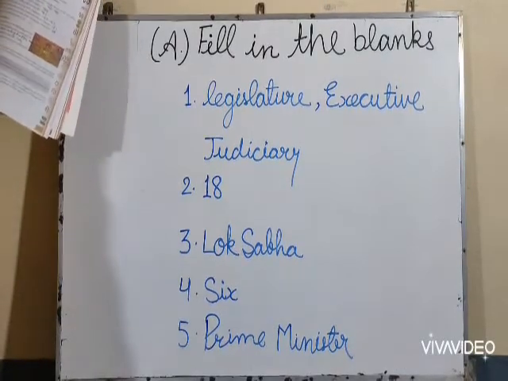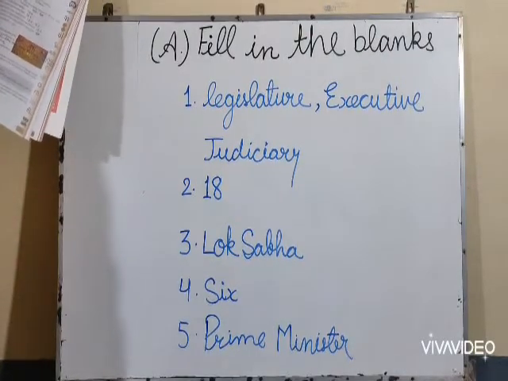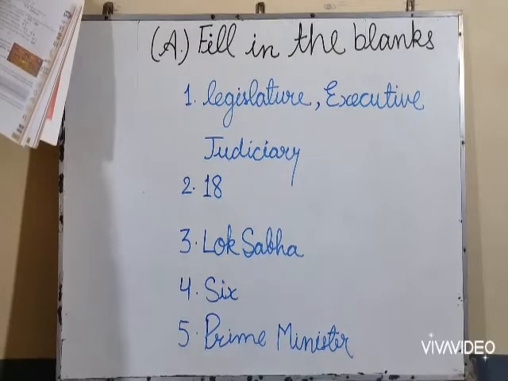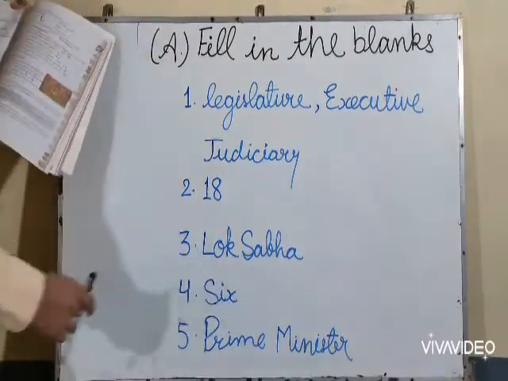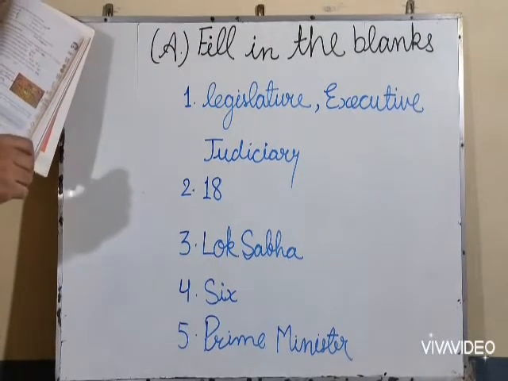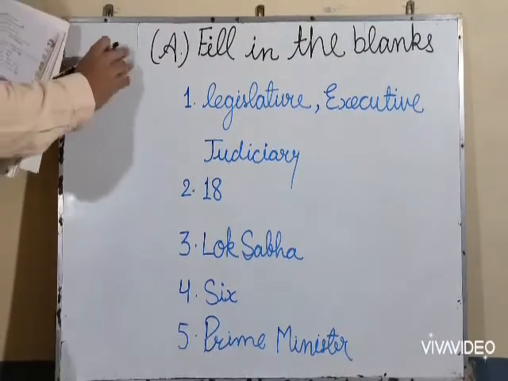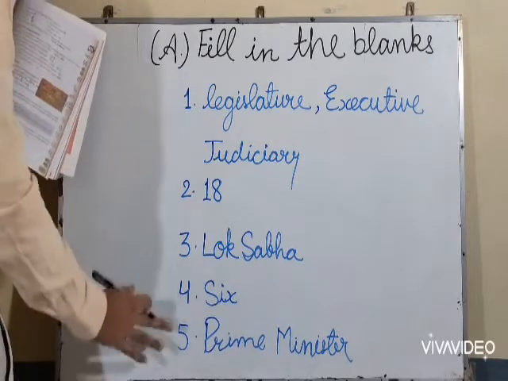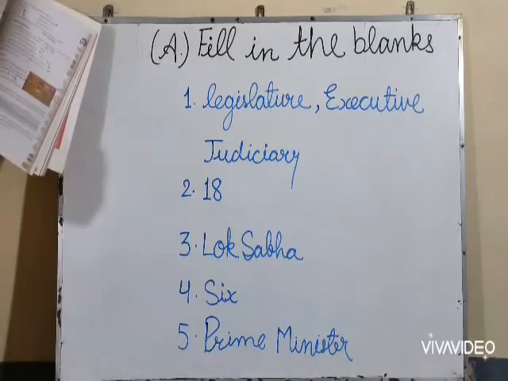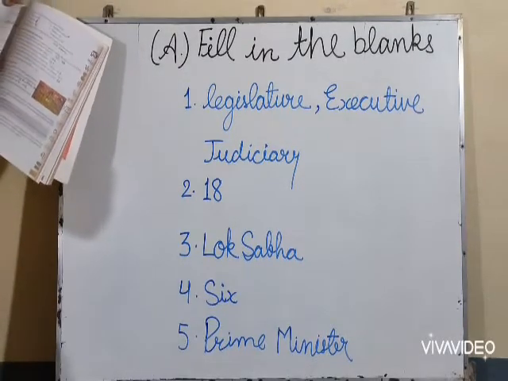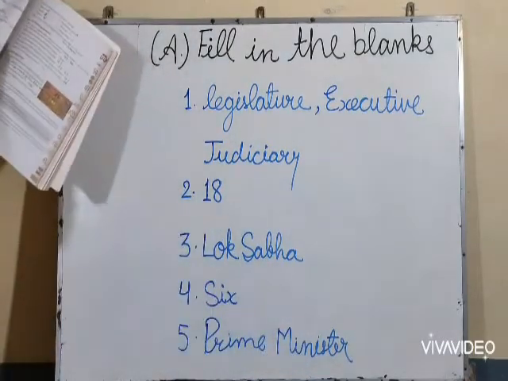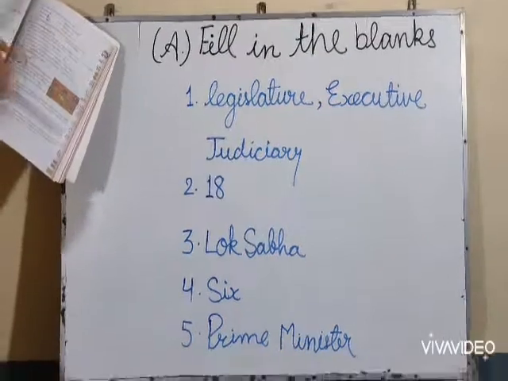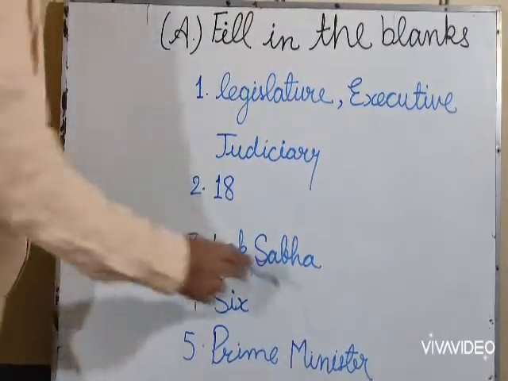Now fourth, the Rajya Sabha members are elected for a period of 6 years. How many years? 6 years. Now fifth, on most occasions, the President acts on the advice of the Prime Minister. On whose advice does he work? The Prime Minister.